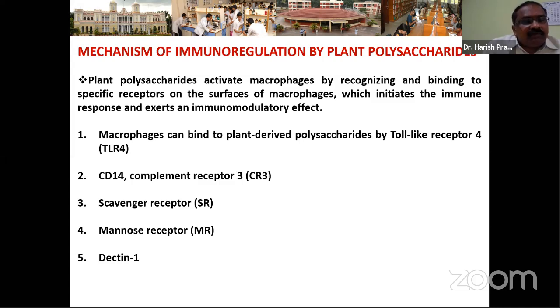As I told, TLR4 is the main one, and most plant-derived polysaccharides will recognize and attach to this receptor. Next are CD14 and complement receptor. In a complex, when most polysaccharides bind to these, there will be a change and immunomodulation happens. Next are the scavenger receptor, mannose receptor, and dectin-1. These are the five which have been well studied for plant polysaccharide interaction with the macrophage.